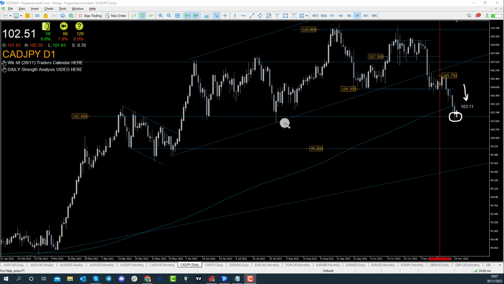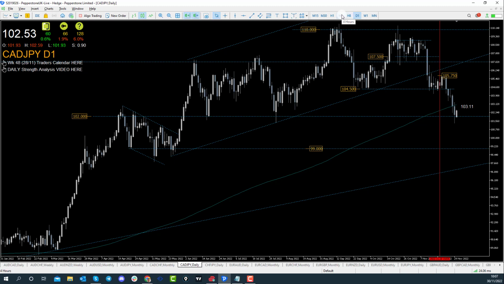I think so, because you can see here price found support here and here in the past, so why would it not find some kind of support again? Does it mean that price isn't going to trade through to the downside? No, it just means that we might have to wait here for a better opportunity to form.